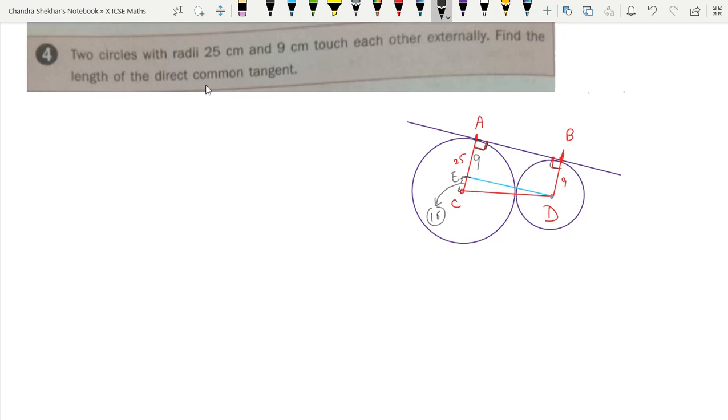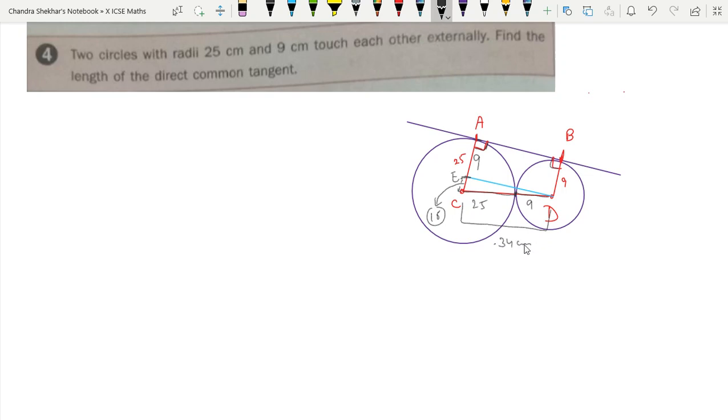They have not given anything else. Two circles radii 25 and 9 touch each other. So we know this length from here to here is 25, and from here to here is 9 centimeters. So do we know the entire CD? The entire CD will be how much? 25 plus 9?